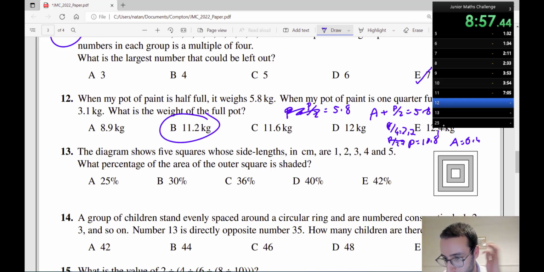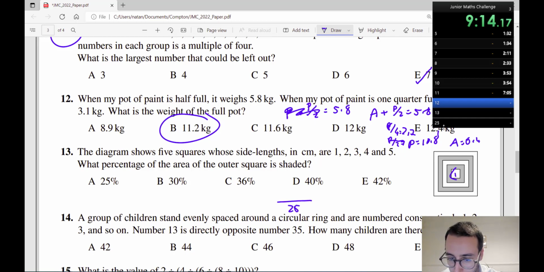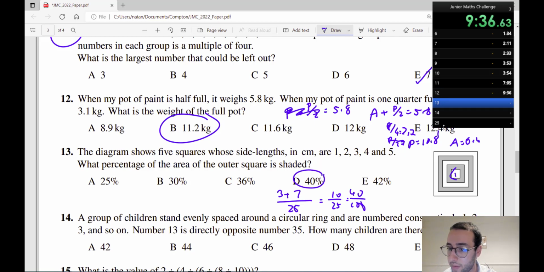Okay. So this area is 1, and then a 4, and then a 9, and then a 25. So the whole thing has an area of 25, so it's out of 25. The amount that's shaded is 4 minus 1, which is 3, plus 16 minus 9, which is 7. So it's 10 out of 25, which is 40%. 40 over 100. Oh, I'm so bad at counting the thing.